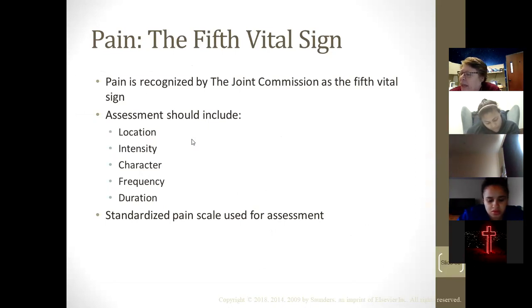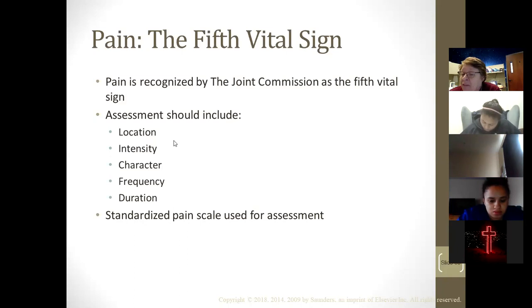So pain, according to the Joint Commission, is the 5th vital sign, meaning with every set of vital signs, you need to check for pain. Not just how much pain you're in, not just that 1 to 10 scale that you always hear about. You need to know where the pain is. We need to know how intense it is. We need to know about the character. Is it burning or pounding or aching or sharp pain, dull pain?